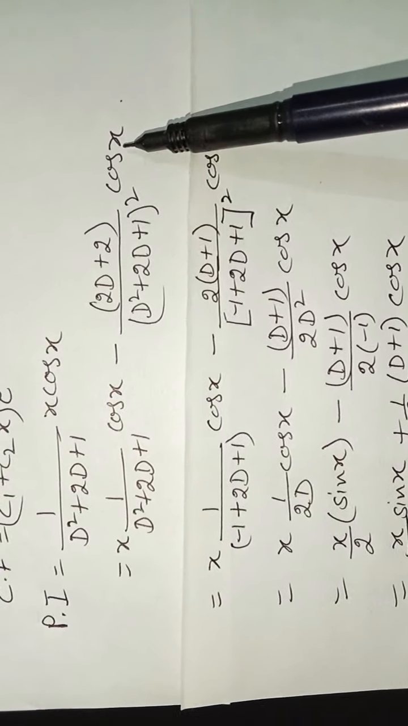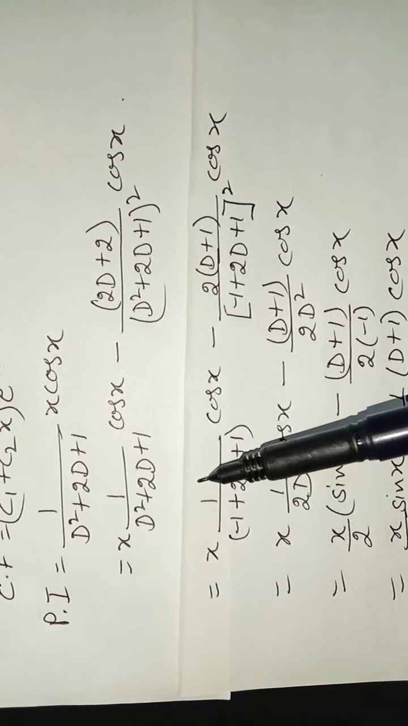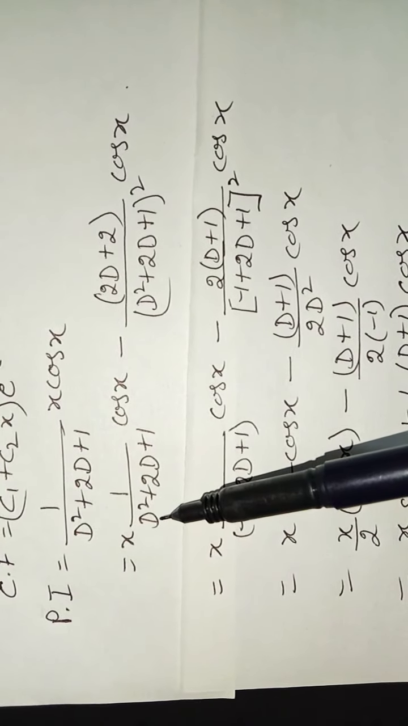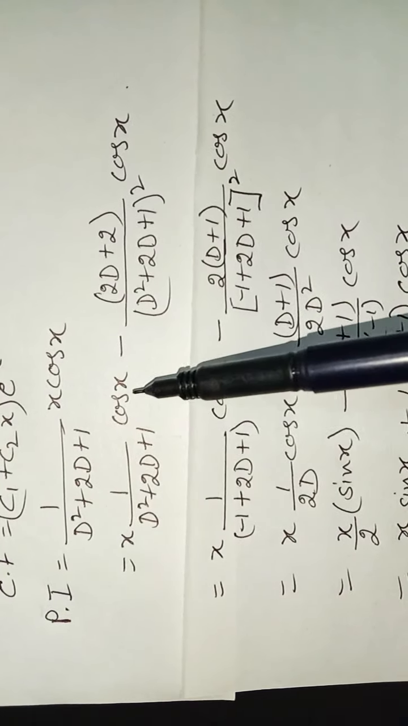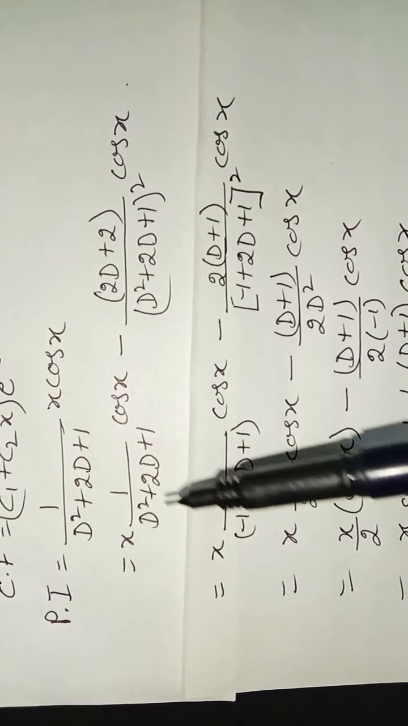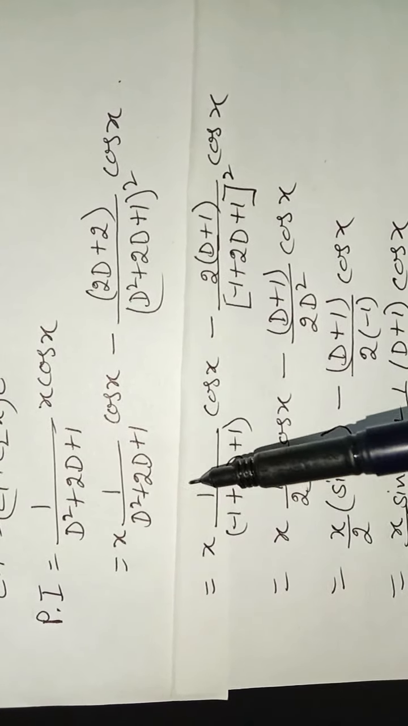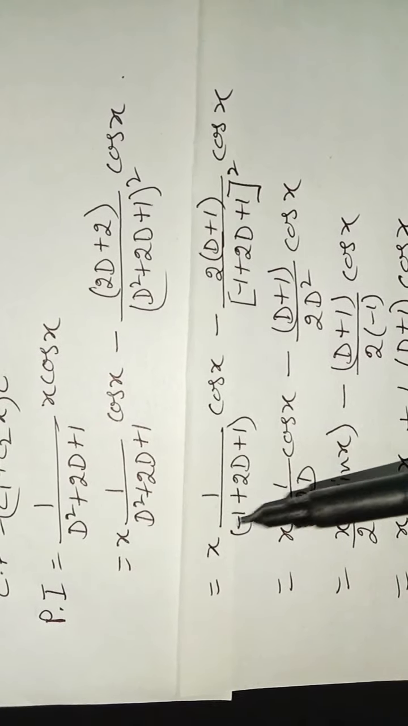V is cos x, so here we have x times 1 over D squared plus 2D plus 1 operating on cos ax. So we replace D squared by minus a squared. Minus a squared means minus 1. So we replace D squared by minus 1, and in place of D squared I write minus 1 plus 2D plus 1.